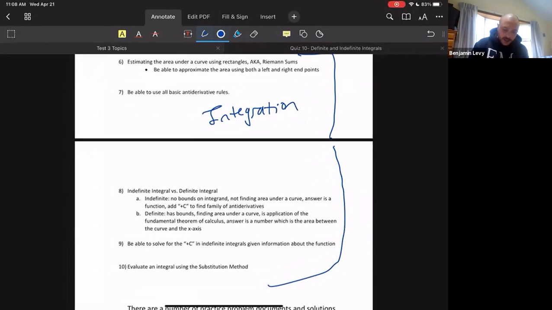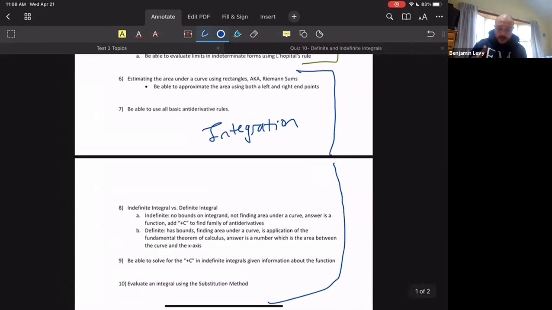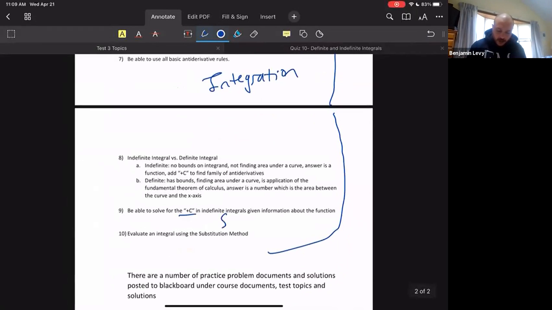Anyway, we have basic integration rules ranging from Riemann sums. Remember, that was doing the rectangle thing under the curve, all the way to doing it exactly, finding the value of the plus c. That's like saying, when you integrate a function and you get the antiderivative plus c, how do we find the plus c? Remember that those are sometimes called initial value problems. And then the last topic is the substitution method, which I know is a particularly tricky method.